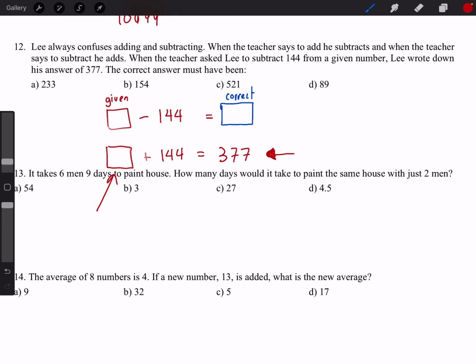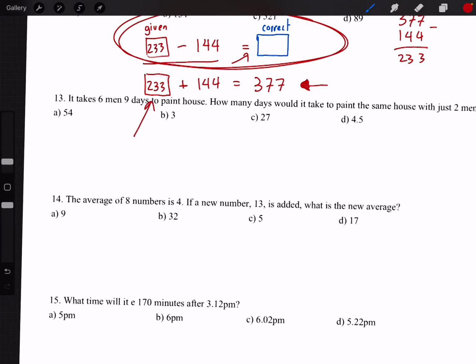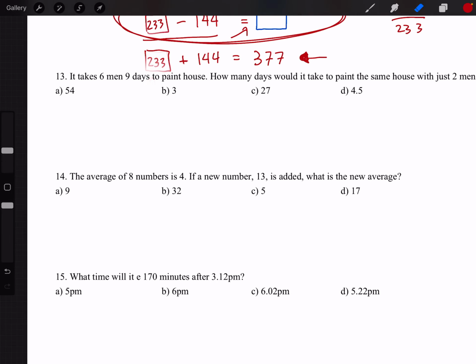So Lee has something plus 144 is 377. To get that number, we take 377 subtract 144. Okay, so this will be 2, 3, 3. So this number must have been 2, 3, 3, which means that this is 2, 3, 3 as well. Now you can use this to calculate the correct answer. You can work it out yourself, okay? So do this calculation, get the correct answer, and then circle the answer there. Next one, it says it takes 6 men. So here we got another men and days question again.